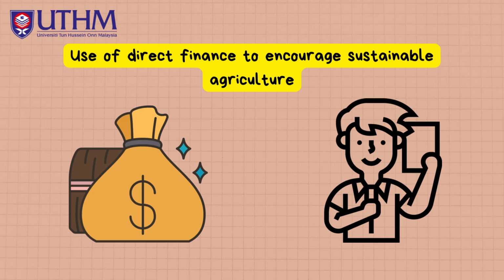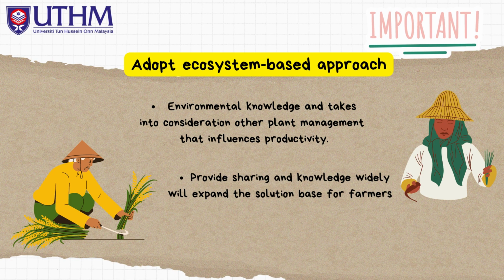First, use of direct finance to encourage sustainable agriculture. Provide financial support to encourage adoption of technologies in practice, and funds may be mobilized. Adopt an ecosystem-based approach. This approach uses environmental knowledge and takes into consideration other plant management factors that influence productivity. Providing knowledge and sharing it widely will expand the solution base for farmers and allow adoption of environmentally friendly and sustainable production systems.